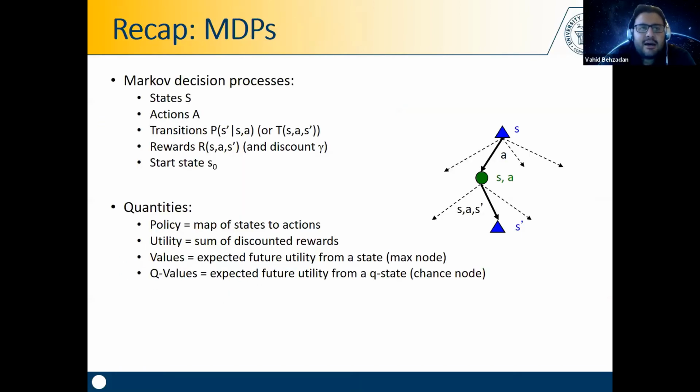Now, another quick recap. Markov decision processes are comprised of a set of states S, a set of actions A, the transition function or the transition probability, which is alternatively called the dynamics of the environment, the reward function R, and a discount factor gamma, and similar to our search formulations, a start state S0. We defined 4 quantities. We defined a policy, which is a function that maps a state to an action to be taken in that state. The utility, which is a sum of discounted rewards. Value of a state, the expected future utility from that state. And Q values, which are measuring the usefulness of particular actions in a particular state.